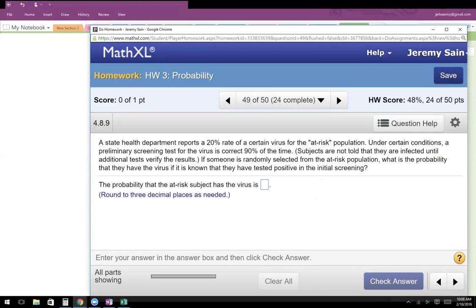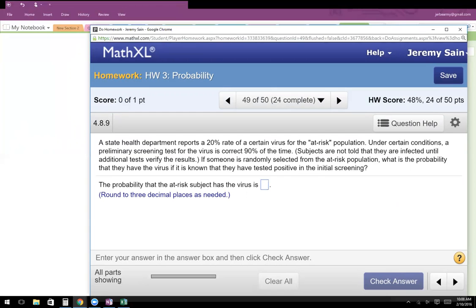It says there's a 20% rate of a certain virus for the at-risk population, and preliminary screening is correct 90% of the time. So if someone is randomly selected from the at-risk population, what's the probability they have the virus if it's known that they have tested positive in the initial screening?